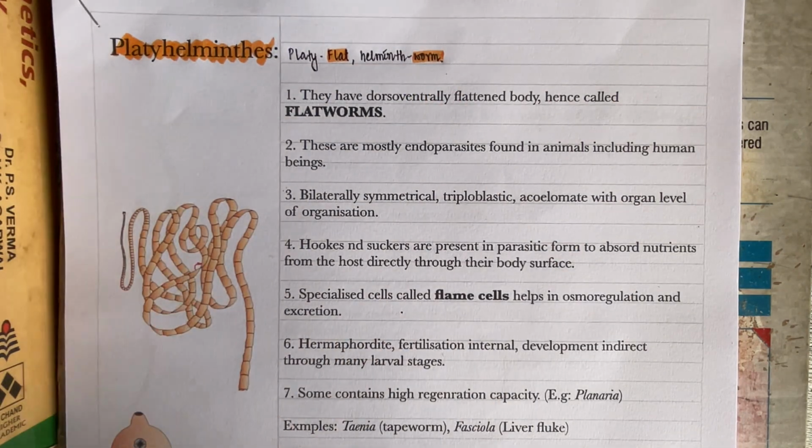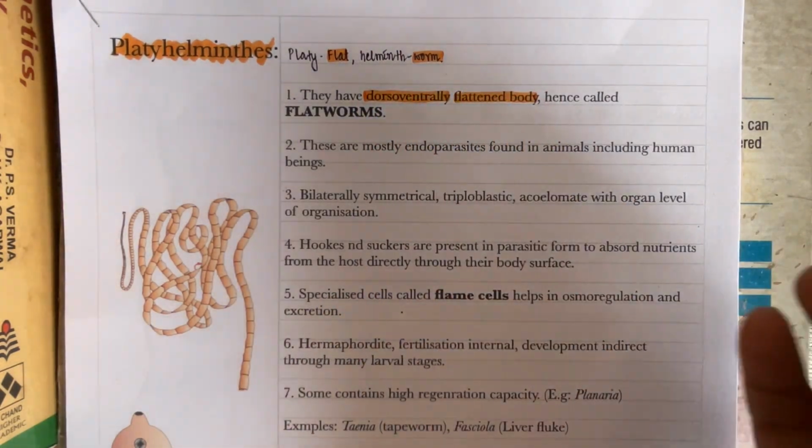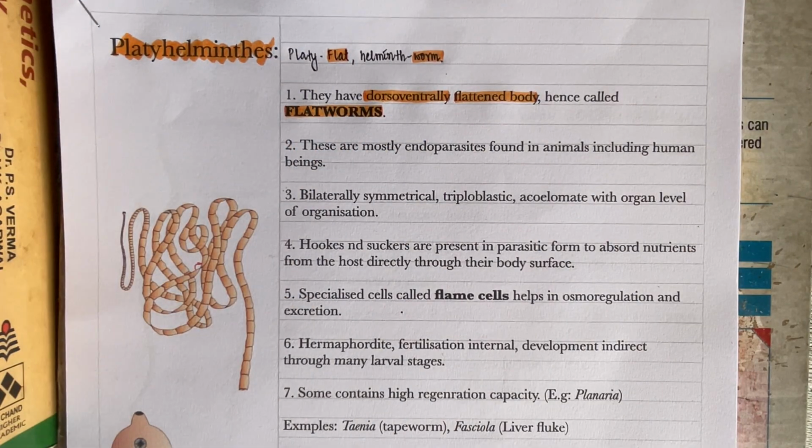So what are the basic characters of this platyhelminths? Their body is dorsoventrally flattened, and hence they are called flatworms. If you see from the dorsal side or ventral side, you will see that their bodies are flattened. That is why they are called flatworms.